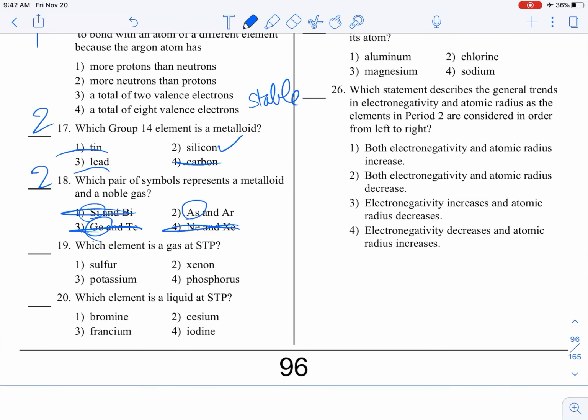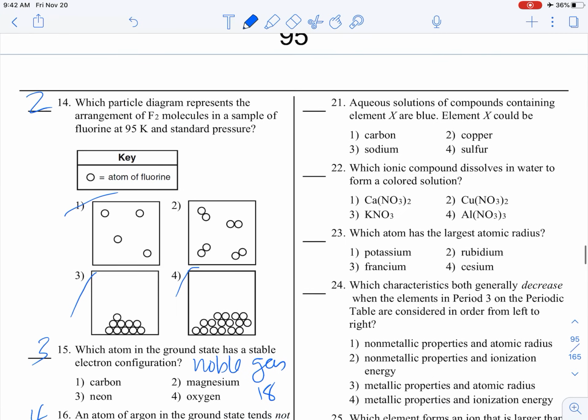So anybody in group 18, nitrogen, oxygen, fluorine, chlorine, hydrogen. So where is it? Xenon, group 18, noble gas. Which is a liquid? There's only 2, so you have to know them: bromine and mercury. And bromine is the nonmetal liquid, and mercury is the metal liquid.